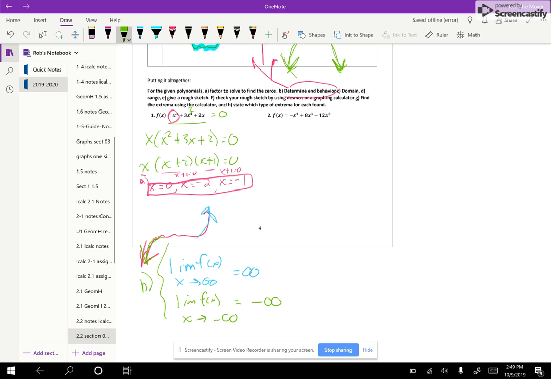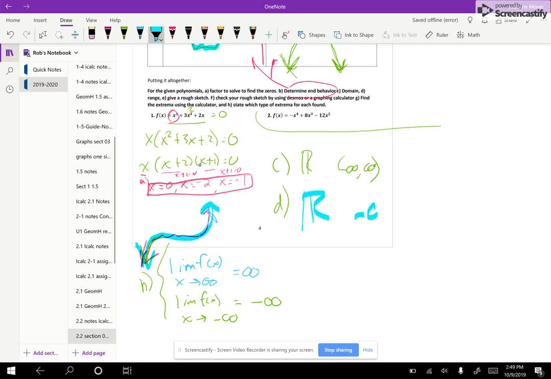C, what is the domain? We've talked about this. Forget number 2 for a second. C, what is the domain on number 1? It is all real numbers or negative infinity to infinity. Remember, all polynomials have all real numbers for the domain. What is the range? Now look at this graph, right? This thing goes down forever and up forever. So what is the range? The range is also all real numbers, okay? Or negative infinity to infinity. There's no y value that's not covered by this graph.